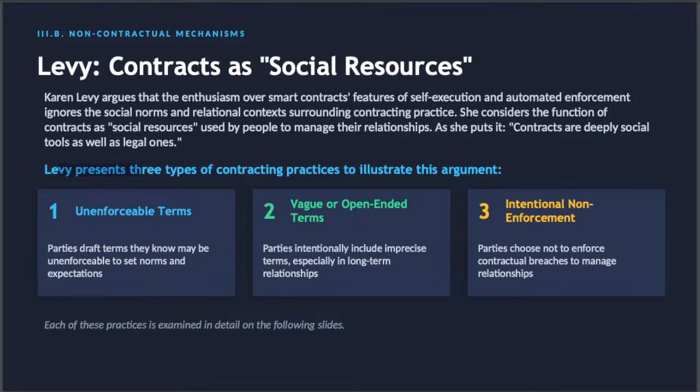Levy presents three types of contracting practices to illustrate the argument. So let's look at these three types of practices. One, unenforceable terms. Parties draft terms they know may not be enforceable to set norms and expectations. Two, vague or open-ended terms. Parties intentionally include imprecise terms, especially in long-term relationships. And three, intentional non-enforcement. Parties choose not to enforce contractual breaches to manage relationships.